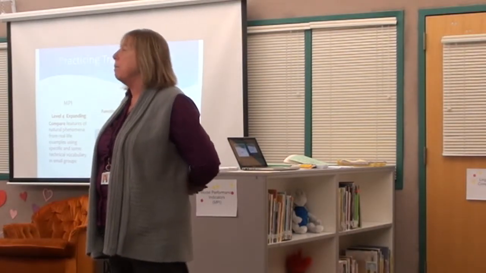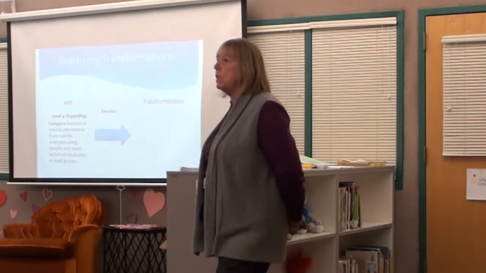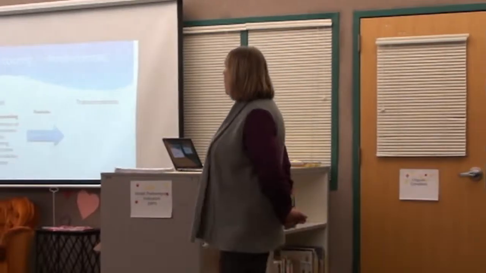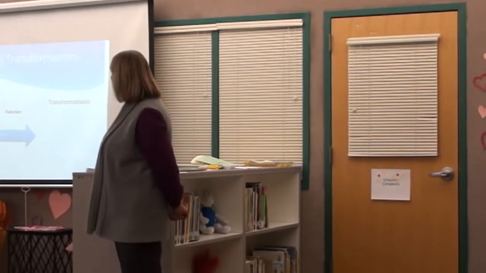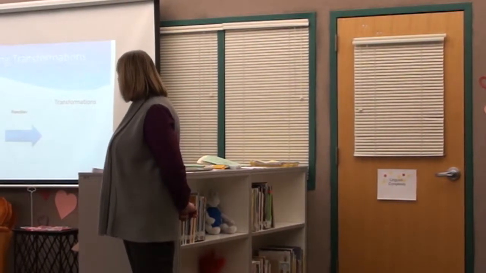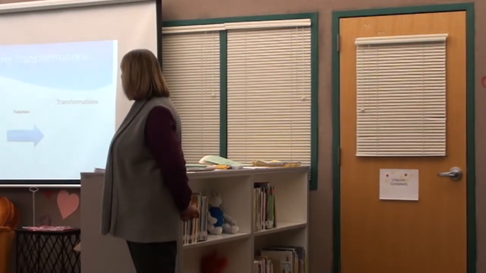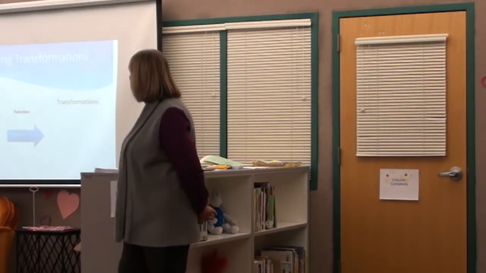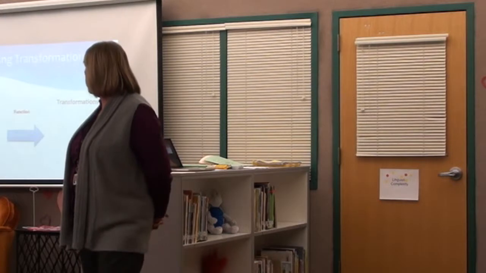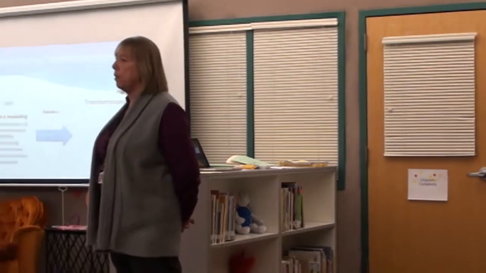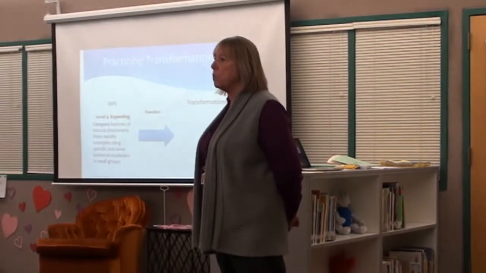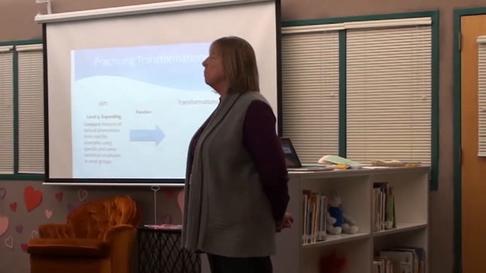Now we're going to talk about transforming different parts of an MPI. This will help you when you need to write one later. So our MPI is a level 4 expanding: Compare features of natural phenomenon from real life examples using specific and sub-technical vocabulary in groups. The function is what, everybody? Compare.